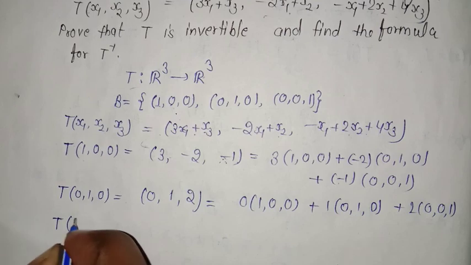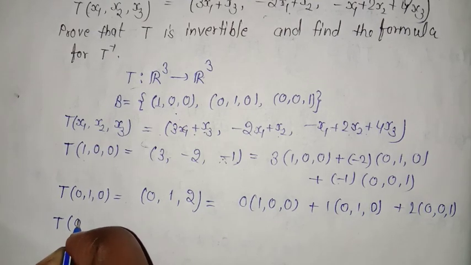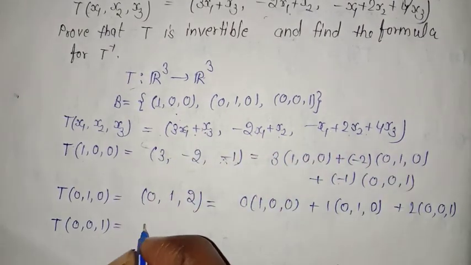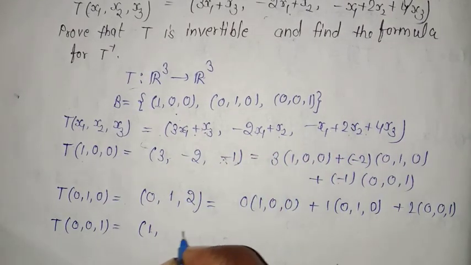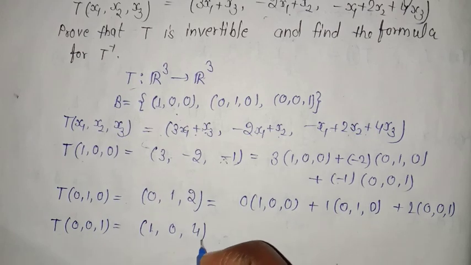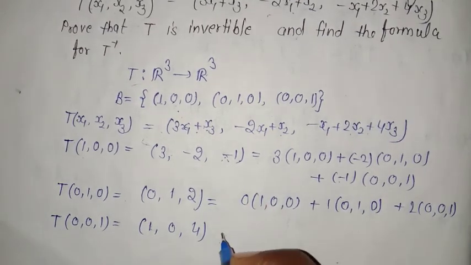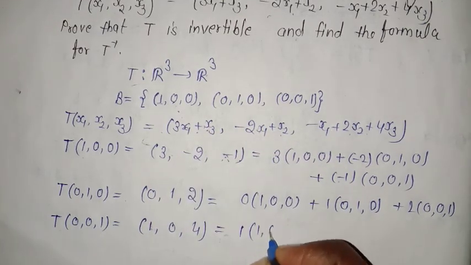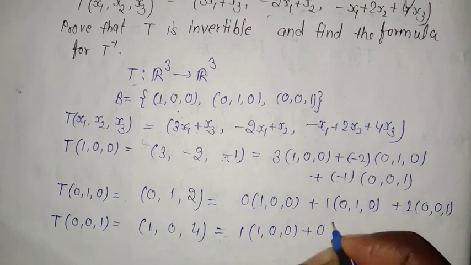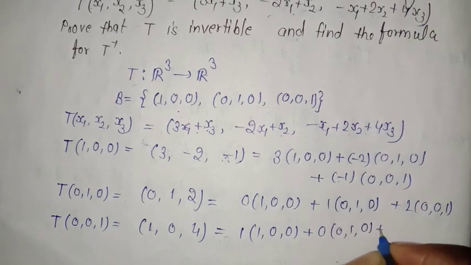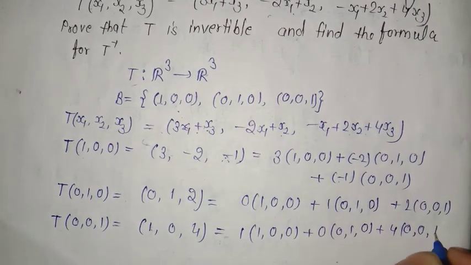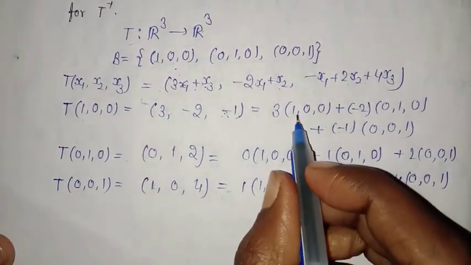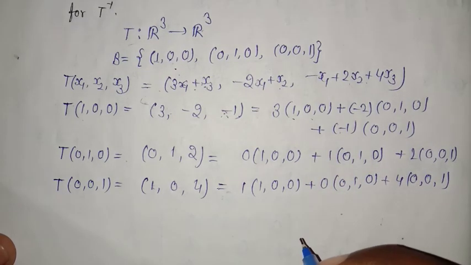Now if we take our last vector of the basis, this can be expressed as (0, 0, 1). If we put it into the given transformation, this can be expressed as (1, 0, 4). So these are the vectors, and if we express it as a linear combination of the basis elements, this can be written as 1·(1, 0, 0) plus 0·(0, 1, 0) plus 4·(0, 0, 1). Now this is the expression for the transformation in the linear combination of the elements of the basis.